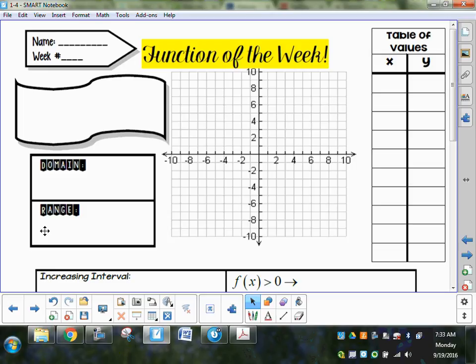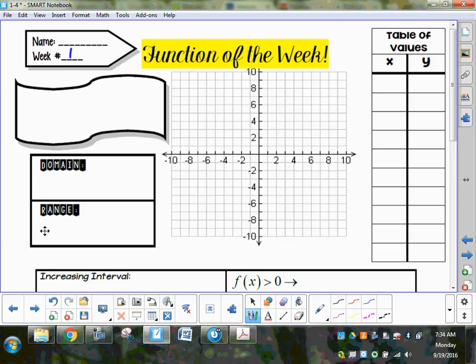So hopefully at the beginning, or the first time that we have class every week, we're going to go through and deal with a parent function that you all will need to know, not only for this, but as you work your way through mathematics. So to start this, put your name at the top. This one will be week 1.